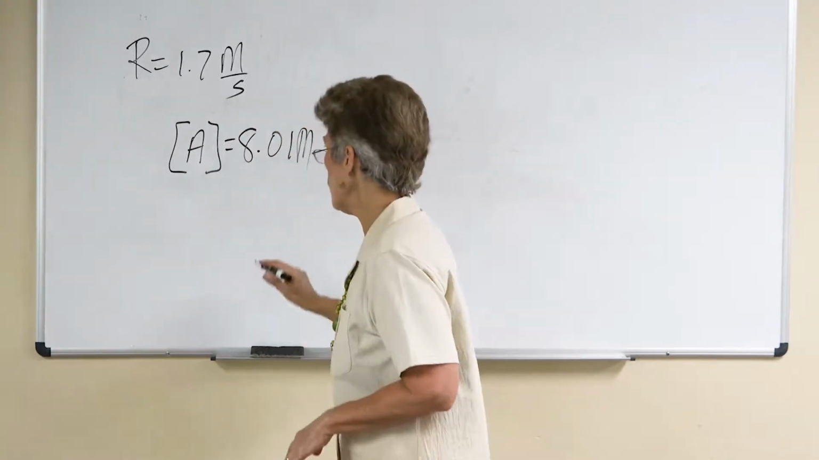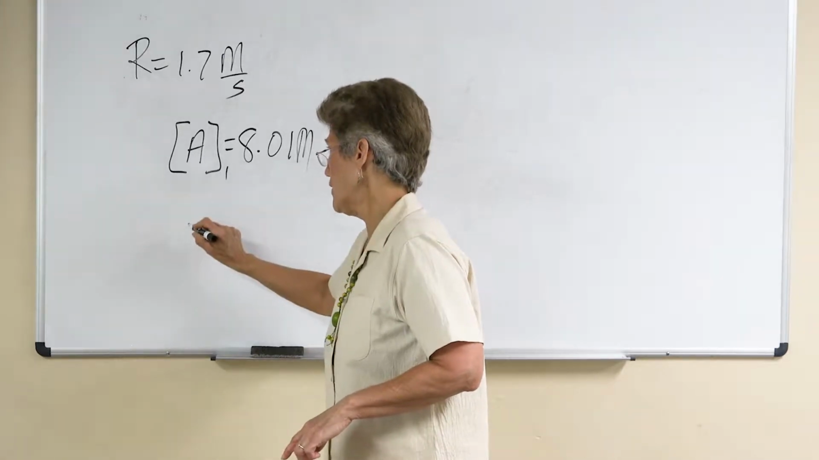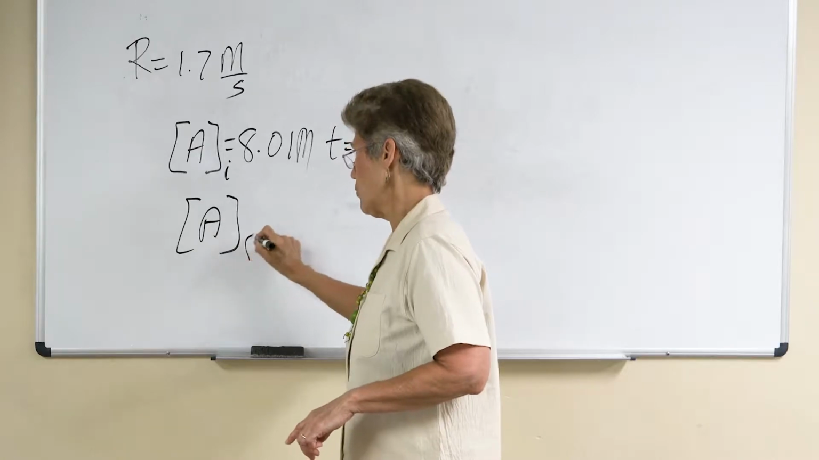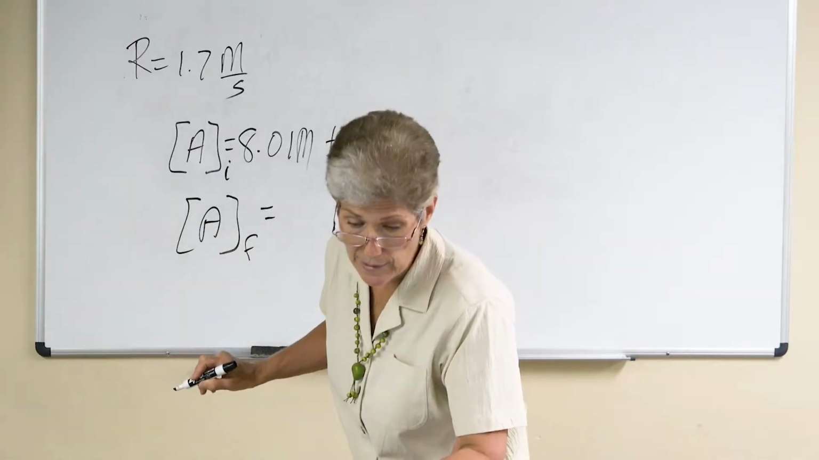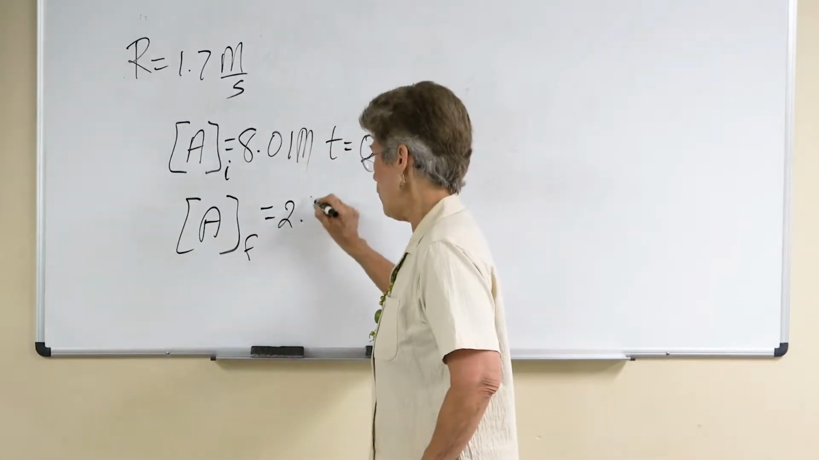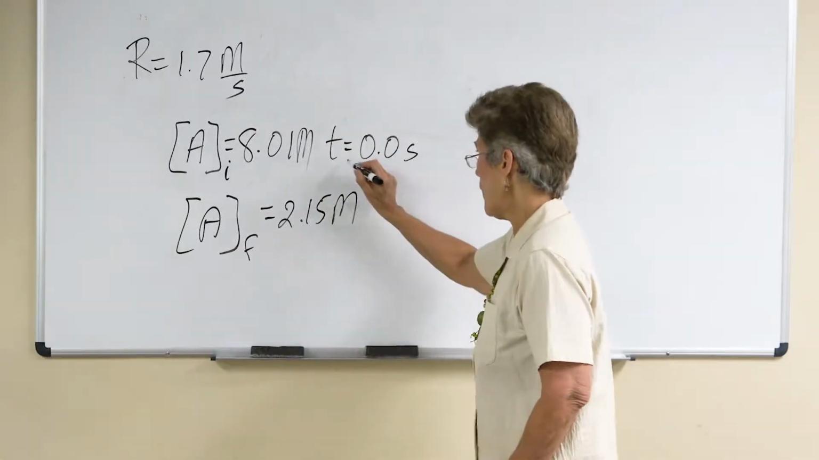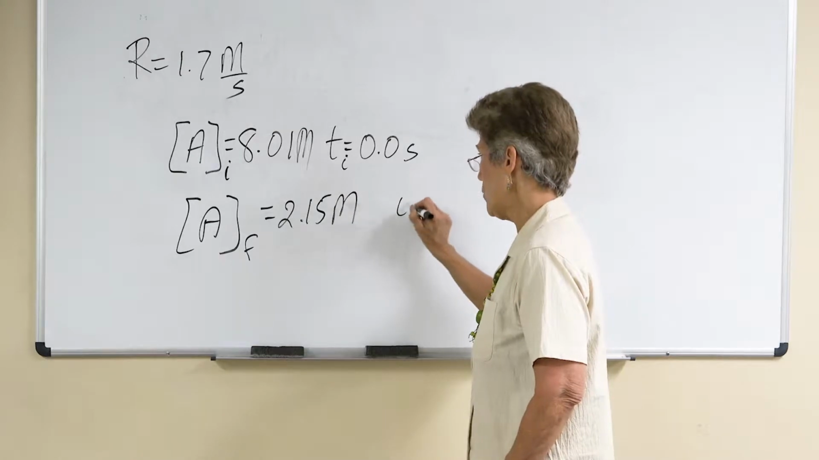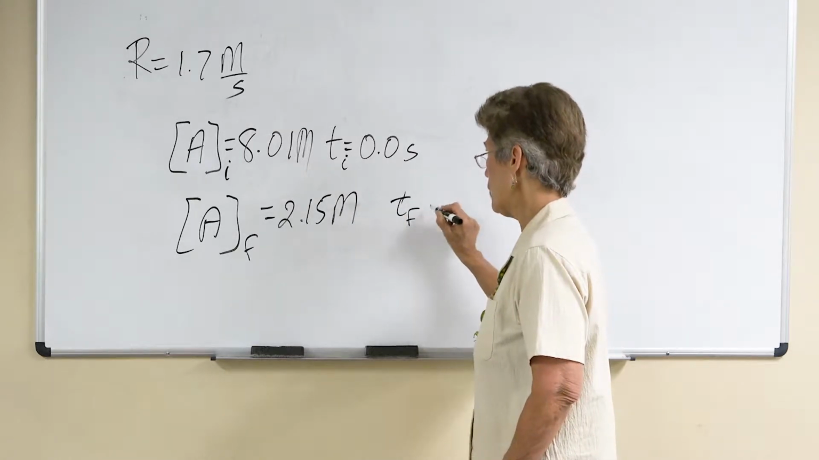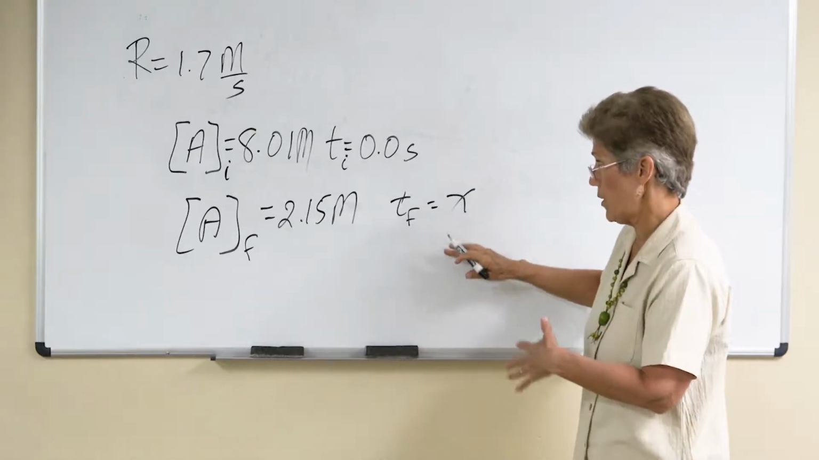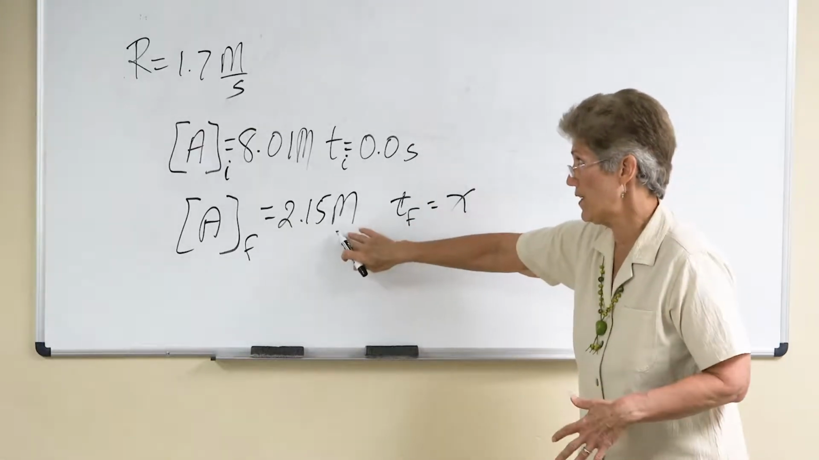Later, he measured the concentration. So this was the first concentration, let's call it initial. The second concentration, we'll call it final in this particular instance, is 2.15 molar. This is T initial, and we want to know what T final is. That's what we're looking for, so that's our X. This is what he's asking for, the time when this would be true.